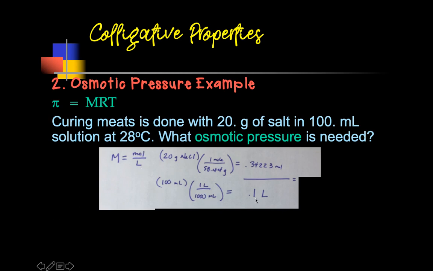100 divided by 1,000, 0.1. And again, I don't worry about sig figs. This would really be 0.100 if it needed to. I divide that out. I have the molarity is 3.4. So I can plug 3.4 into molarity.